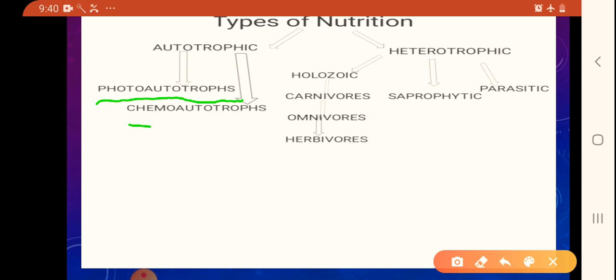Then the next type is chemoautotroph. From the name itself, you can see what chemoautotrophs are. Chemo means chemical, and autotrophs means which can prepare their food using those chemicals. So in the first, that is photoautotroph, light is used for preparing food. In this, a chemical substance is converted into the form of glucose by various metabolic processes happening inside the body of an organism. Therefore they would be categorized as chemoautotrophs.